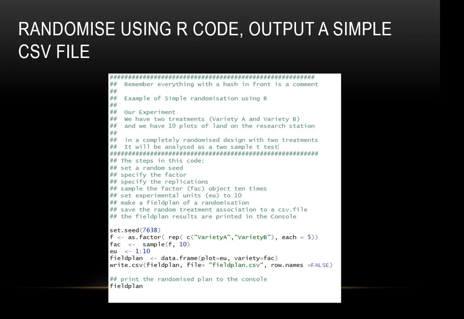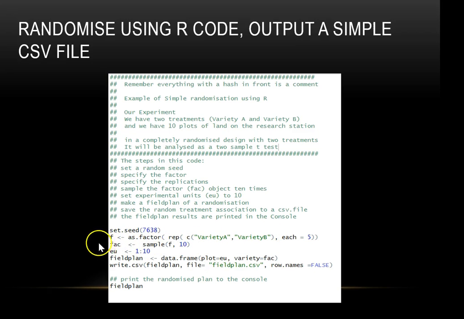So the steps in this code, and let's look down to the black. First of all, we set our seed, and in this case I've got 7638. It doesn't matter what the seed is. Then here I'm just making a factor, so I'm saying F is a factor which consists of replicating 5 times each variety A and variety B. That just gives us in fact a list of 10 with equal variety A and variety B.